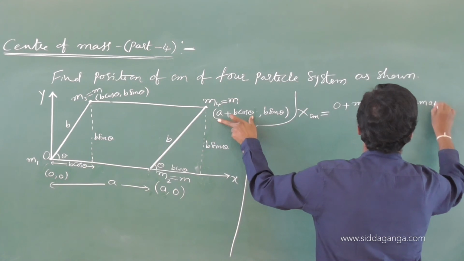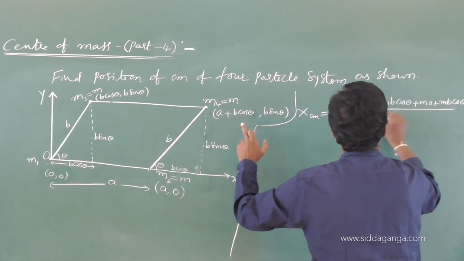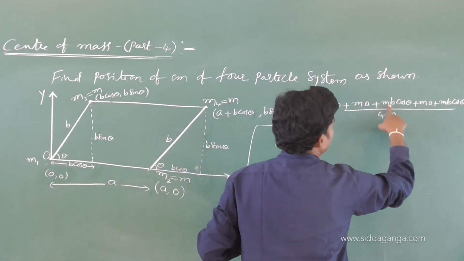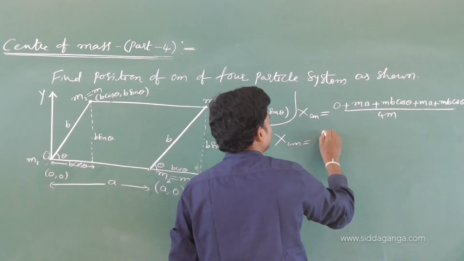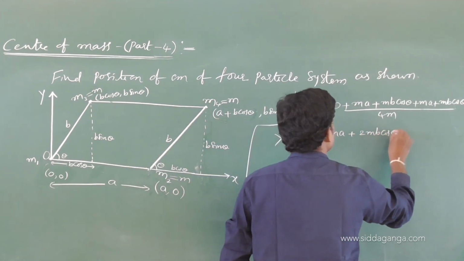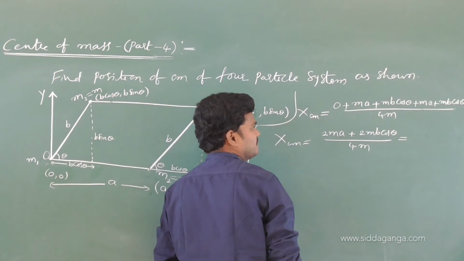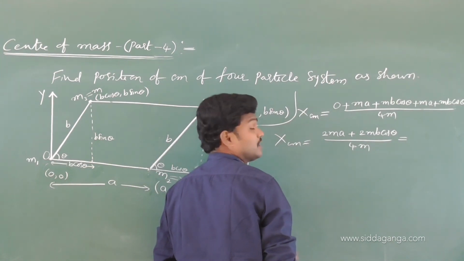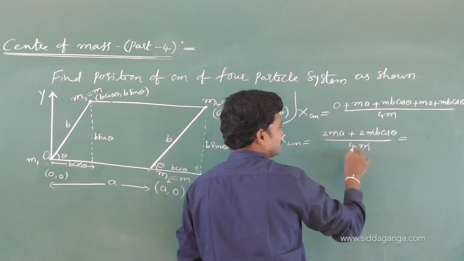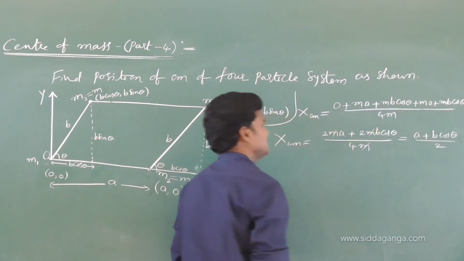Let me multiply here, MA plus MB cos theta. I multiplied MA and MB cos theta by M1 plus M2 plus M3, 4M. So just check these calculations: 2MA plus 2MB cos theta by 4M. So M gets cancelled, take 2 outside. So you will get A plus B cos theta by 2. Check it.